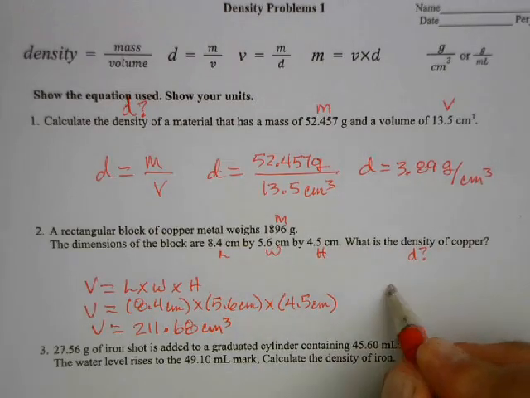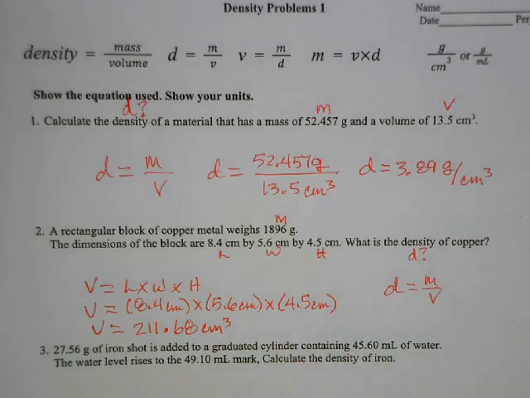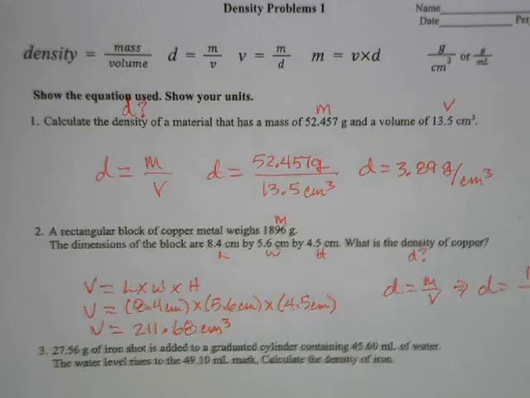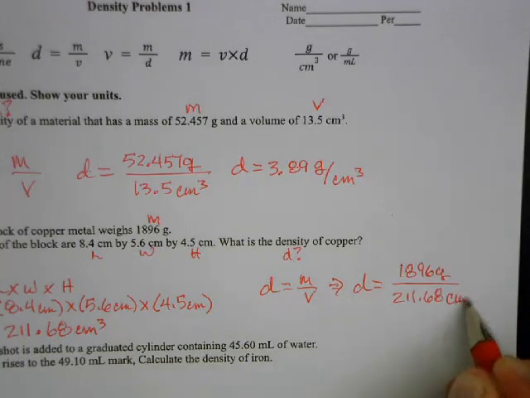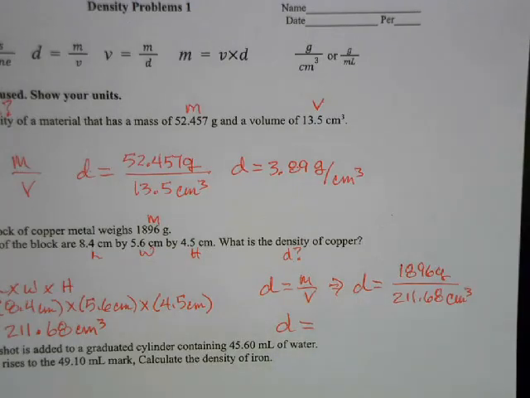So, like the problem above it, D equals M over V. There's my equation. By the way, the equation doesn't have numbers already plugged in. It just has the equation. Okay, now I'm going to plug them in. So my mass, 1,896 grams. My volume, 211.68 cubic centimeters. My density came out 8.96 grams per cubic centimeter. So there's one in which I had to do a calculation of the volume first before I could do the density.